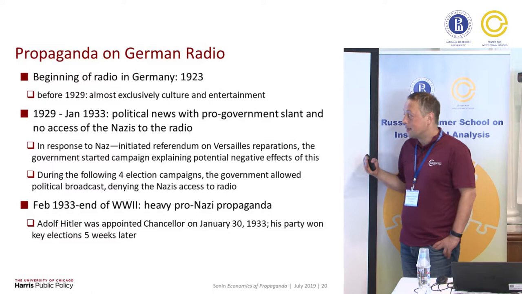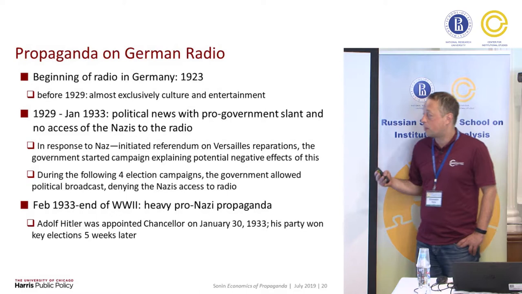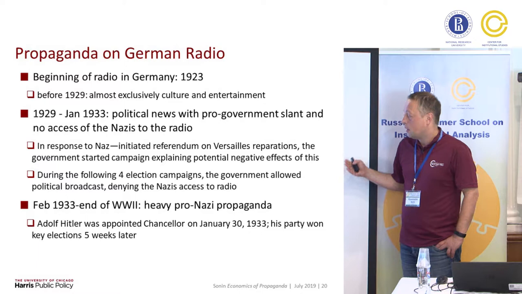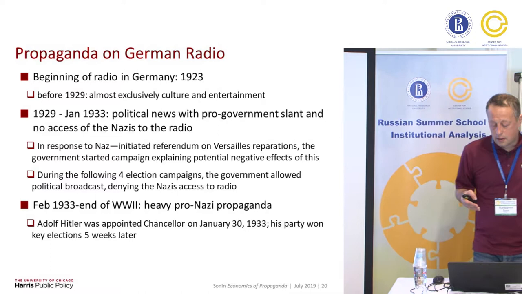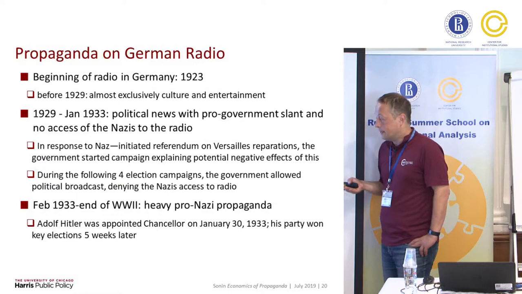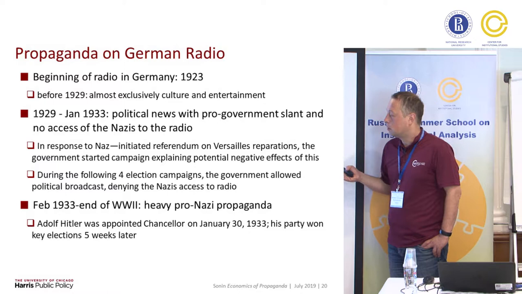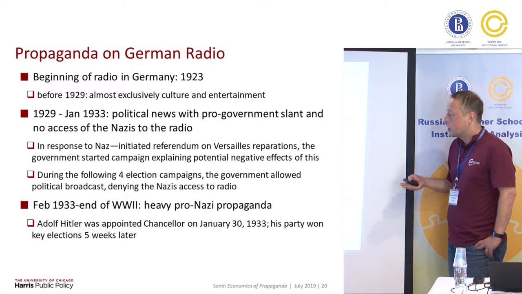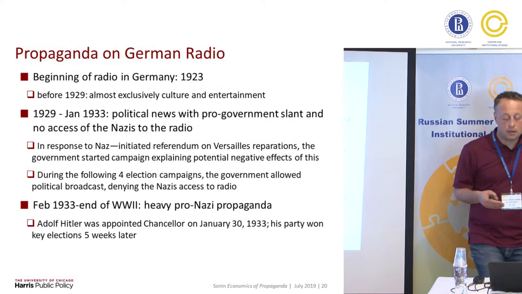Then there was a sharp change in February 1933, when Adolf Hitler was appointed Chancellor of Germany. He was a minority party leader, but there was a certain agreement, a certain pact in the parliament, so he was appointed chancellor, and almost immediately his party got a lot of influence over the executive branch.